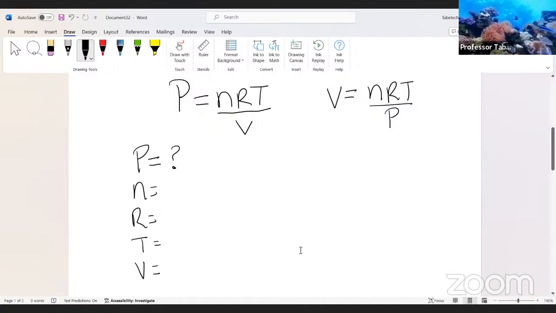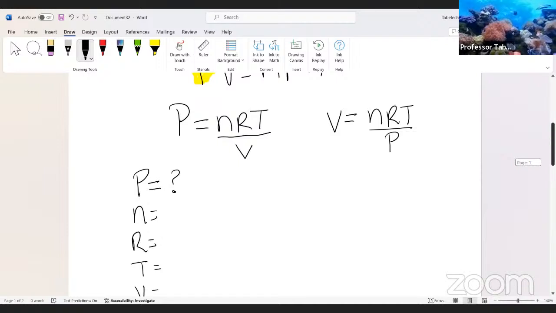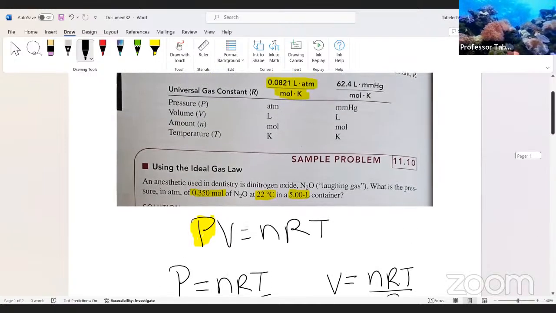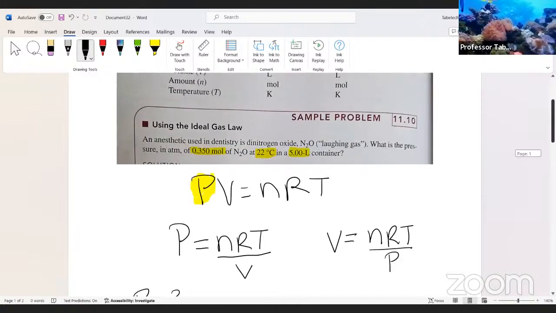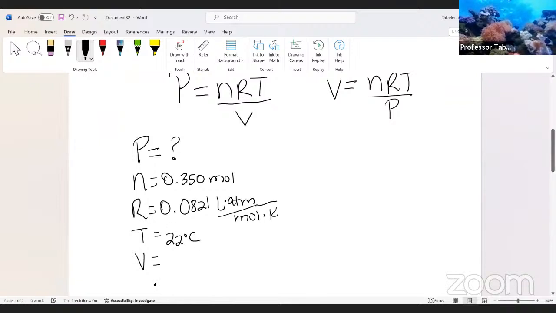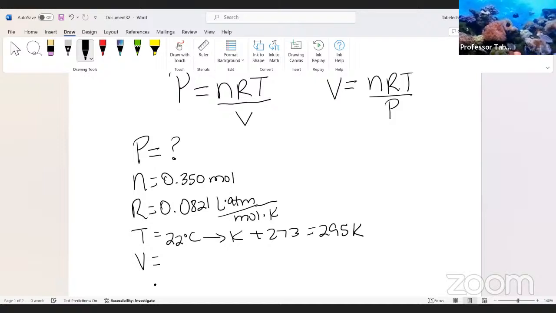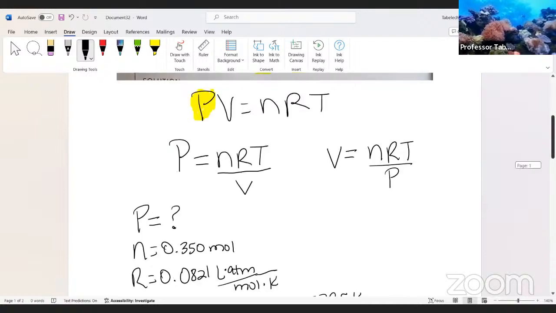So you're looking for pressure. You're welcome, Jocelyn. So you were given the moles of 0.350. I'm just writing everything out so we will know what we're working with. The R constant is 0.0821 liters atm per mole Kelvin. And then the temperature that they gave us was 22 degrees Celsius. But we have to convert that to Kelvin by adding 273 to that number. And when we add the 22 plus the 273, we get 295 Kelvin. And then the volume was 5.00 liters. So those are the numbers that we were given to solve this.